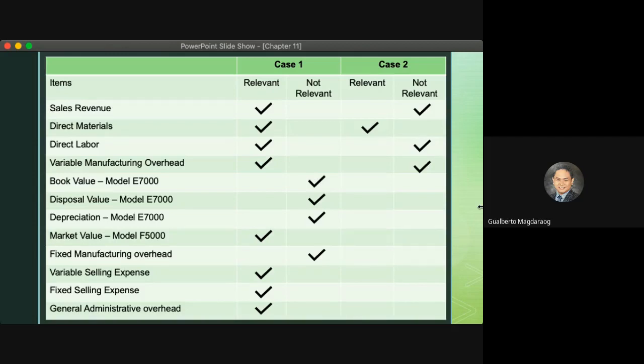Book value of the old machine, although we will sell it, it will not change. It's already a sunk cost that we have already incurred. So it is irrelevant. But that disposal value will make a difference. Because how much we sell it for, that is the cash that will come in to us. So, it will make a difference. Therefore, that is a relevant cost.